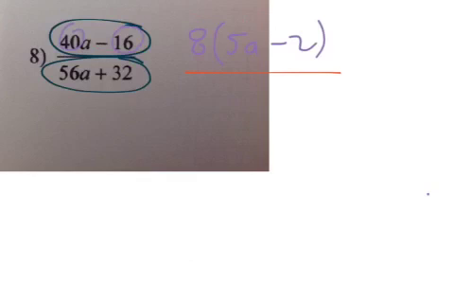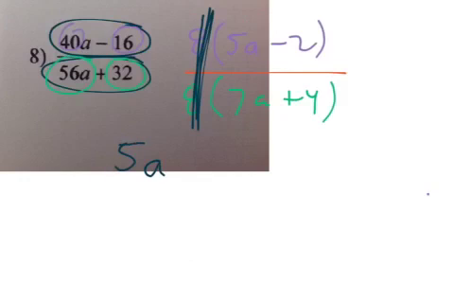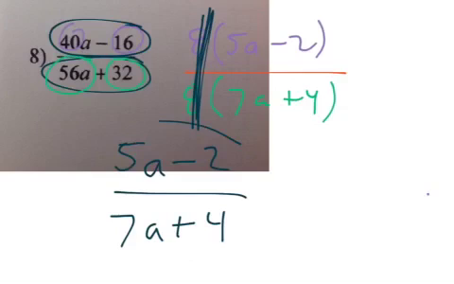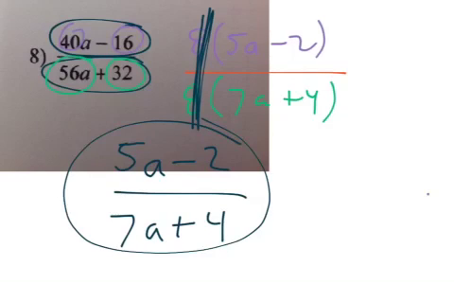Okay. Now what about the denominator? Well, 56 and 32, that one's a little tough. But hopefully, again, you realize that's part of my 8 times tables again. And now I'm left with 7a plus 4. And so now that I have it all factored, does everybody agree 8 divided by 8 is 1, and all I'm left with is 5a minus 2 over 7a plus 4. And there's my simplified answer.